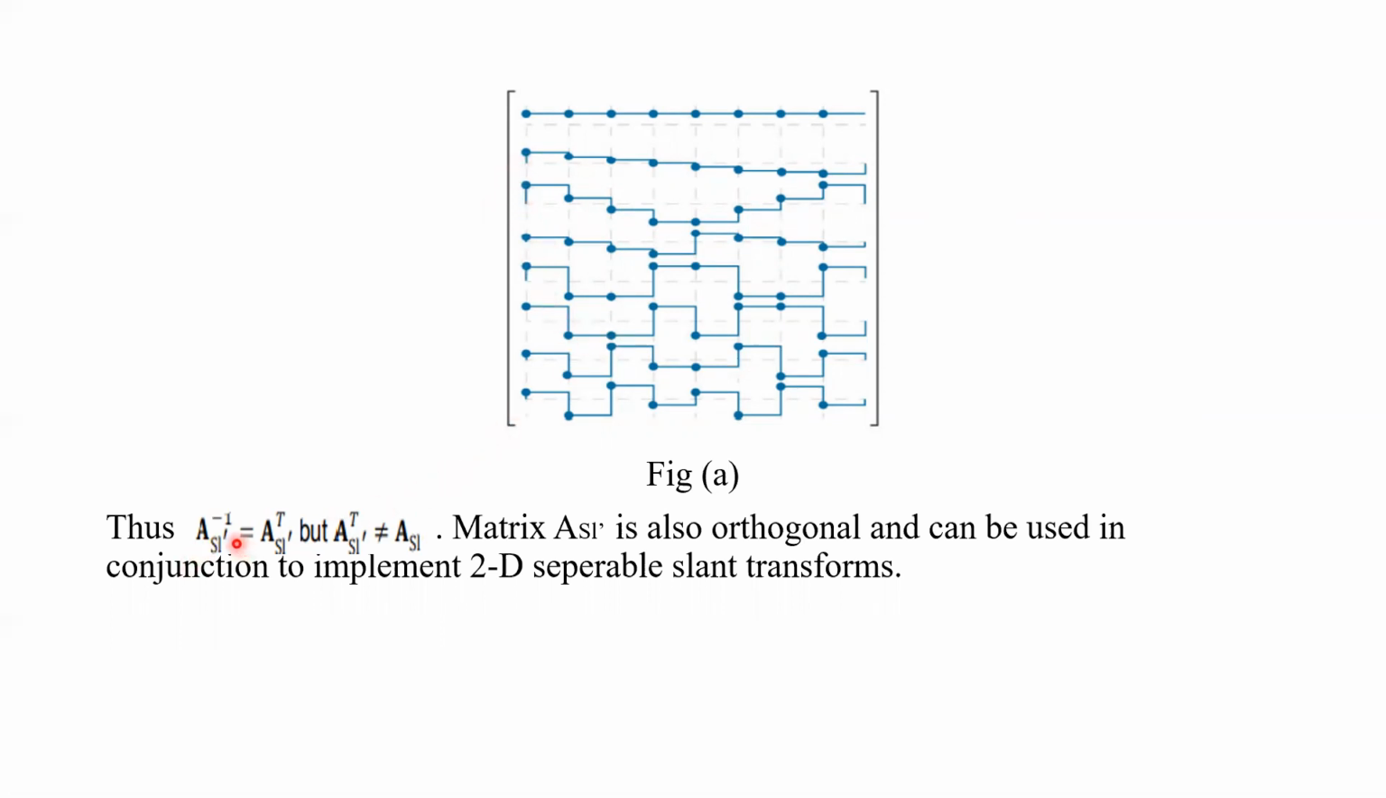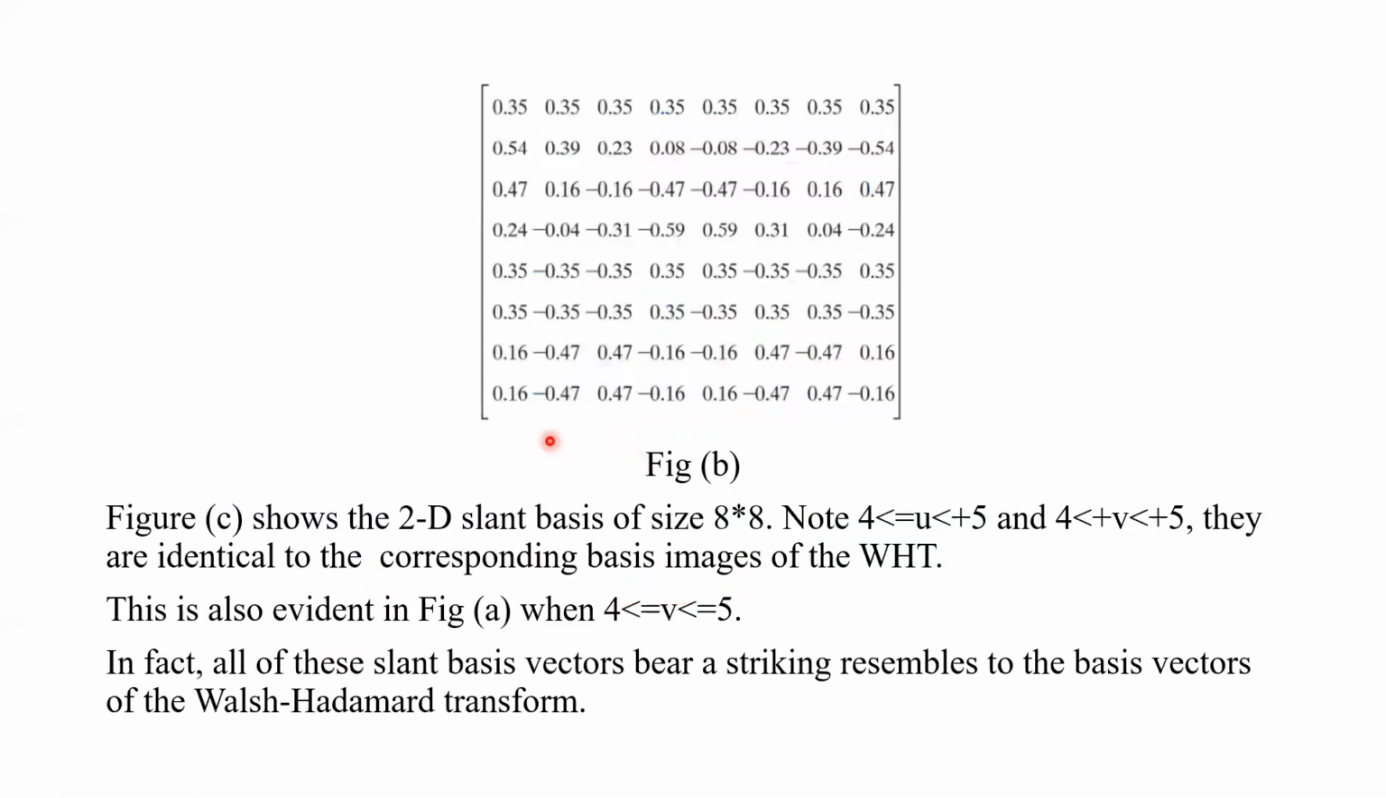Thus, the inverse of the slant matrix is equal to the slant matrix transpose. But the transpose is not equal to the slant matrix itself, where A slant is also orthogonal and it can be used in conjunction to complement 2D separable slant transforms.